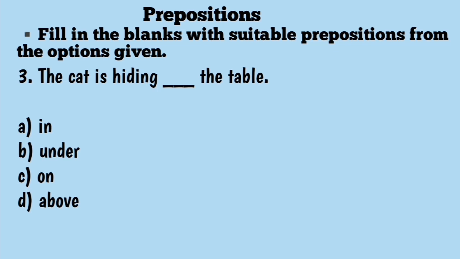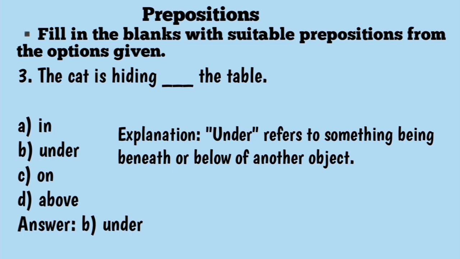Next, the cat is hiding dash the table. Option A, in. Option B, under. Option C, on. Option D, above. Answer is option B, under. Under refers to something being beneath or below another object.